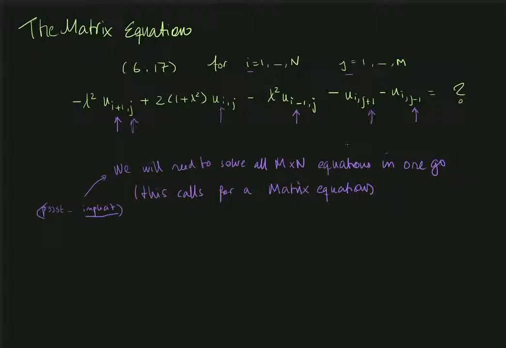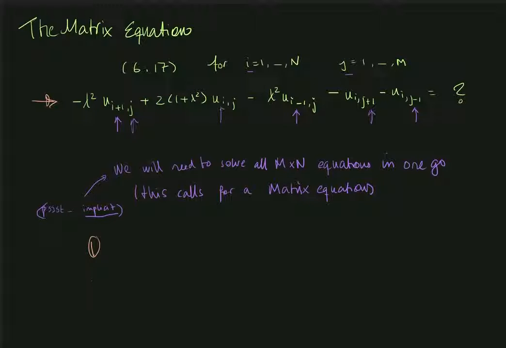The problem here is that for us it's a bit hard to solve all the equations at once, because you start asking yourself, how do I write up this matrix equation? Because in the earlier chapters when we had matrix equations, it wasn't the same type of finite difference approximation as we have here.